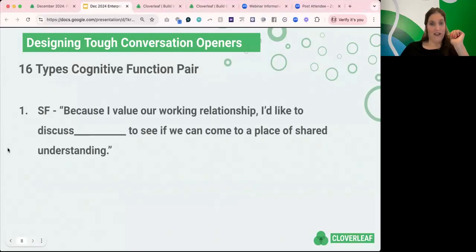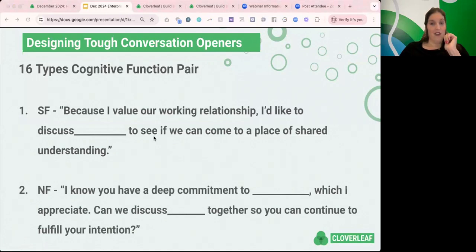So now we're going to talk about this sensor feeler. Now the sensor feeler, this pair is people oriented. But they're also practical. They do want to know the details on the front end, but they're also harmony seekers, and the relationship matters to them. So I might say something like, because I value our working relationship, I'd like to discuss the project that's behind to see if we can come to a place of shared understanding, right? So now mentioning the relationship first, but I'm also telling them exactly what I want to talk about, okay? So I'm combining those things.